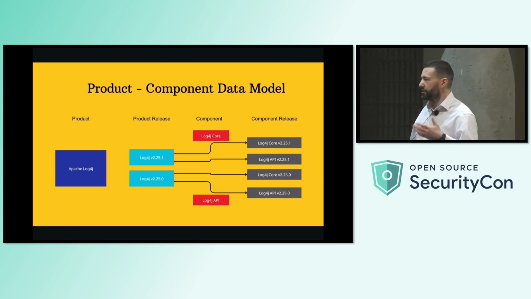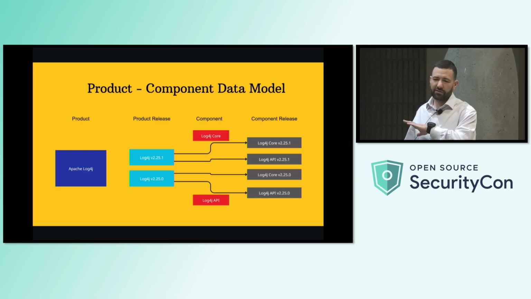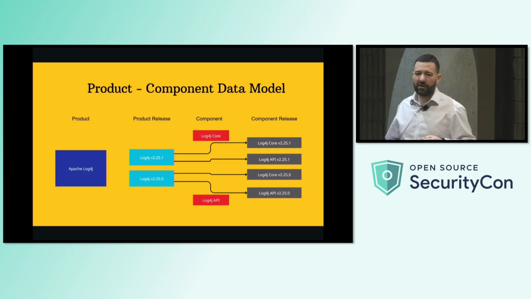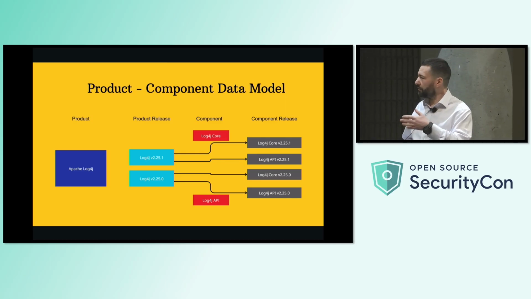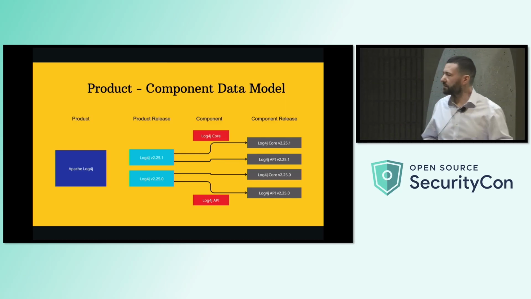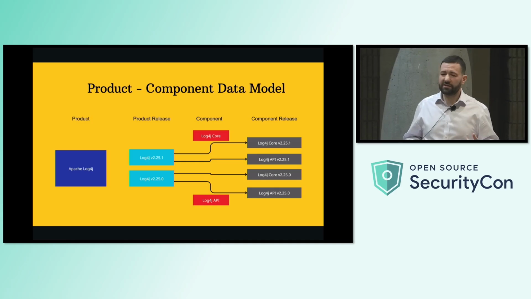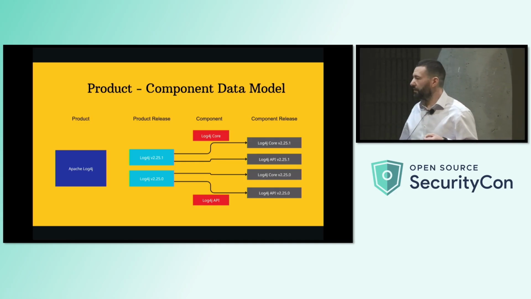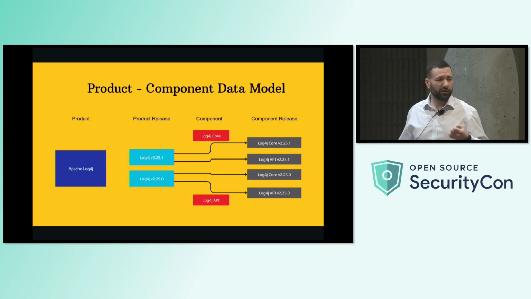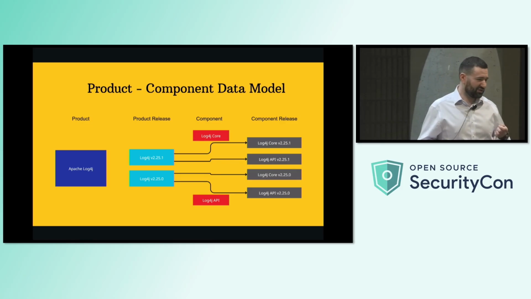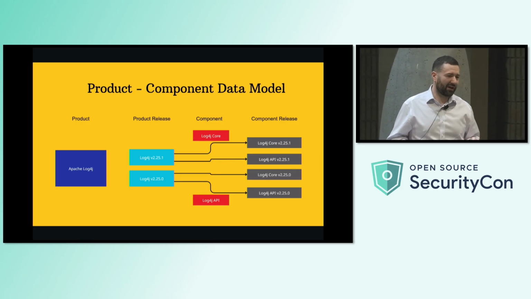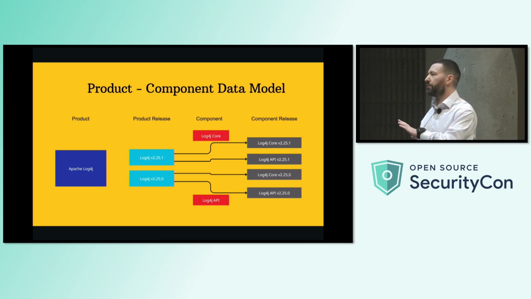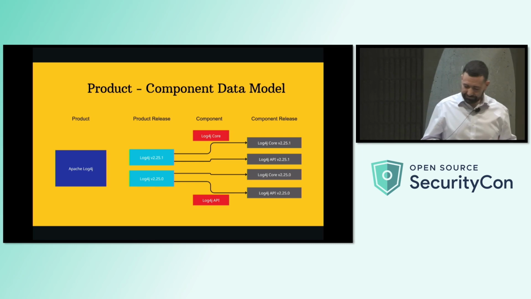So Log4j actually has more components, but these two are the main ones. It's Log4j core and API. I didn't want to clutter the slide, but the idea is the same. It may have many more components than two. And also, between different releases of your product, the components may actually change. So it's totally possible to replace a certain component with another one. So this product component model totally supports that.